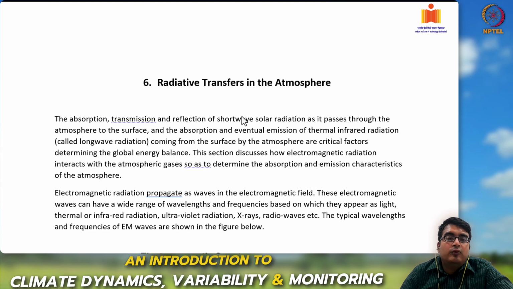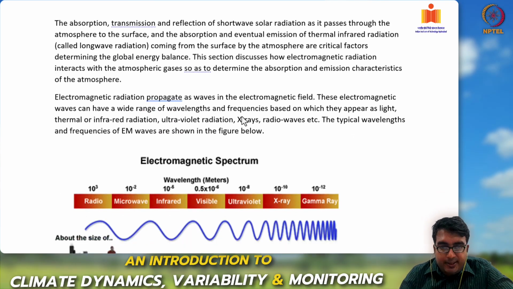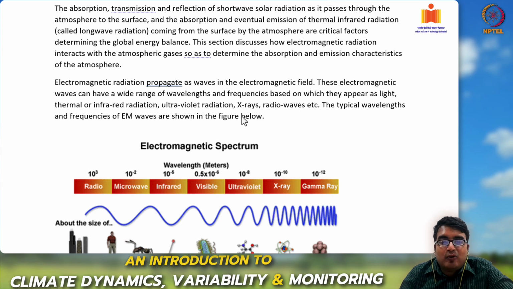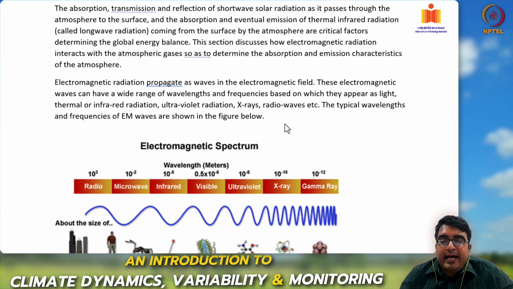So here we will begin with the understanding of what radiation is. Radiation is basically a set of electromagnetic waves that is being emitted by different types of bodies which are at different temperatures. And the temperature of the body determines the intensity of the radiation as well as the distribution of that radiation in various wavelengths.